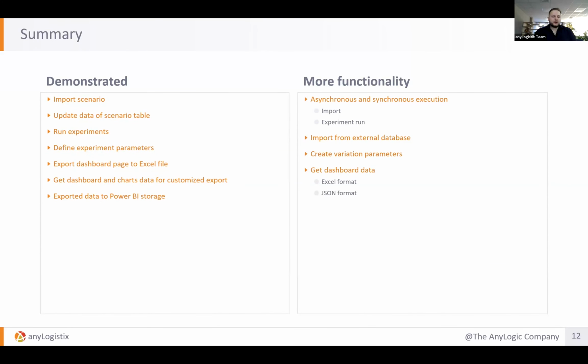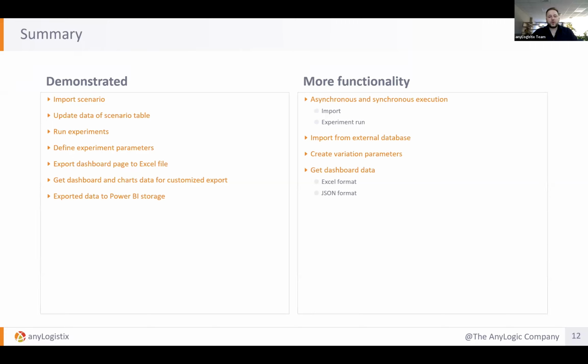Also, we saw an example of how to import from an Excel file, but you can also import data from an external database like anyLogistix has from the interface. We changed only the stop date of the simulation, but you can update any parameter of the experiment settings, including variation parameters. So you can create them using code and then update experiment settings after you created all variables that you need.